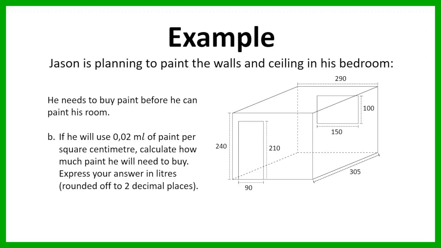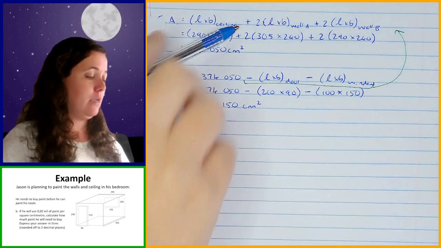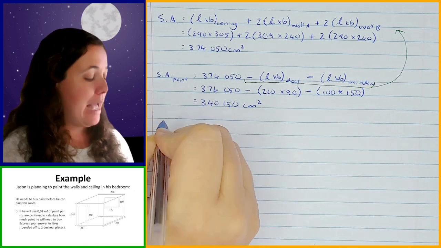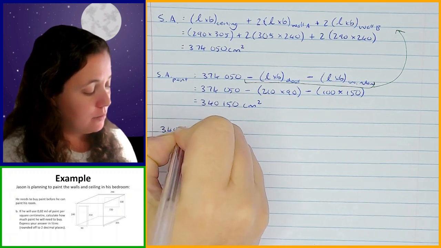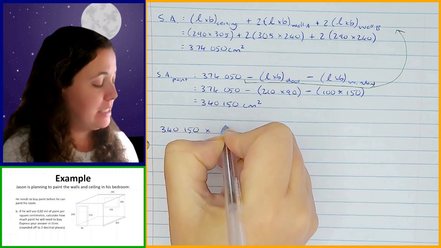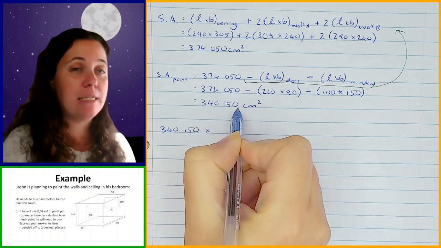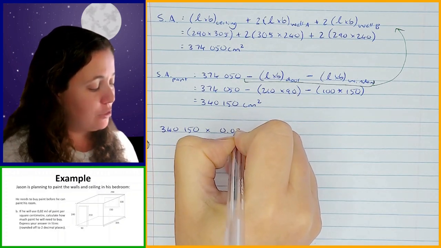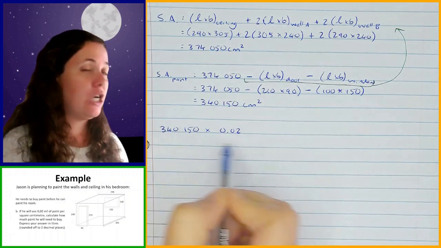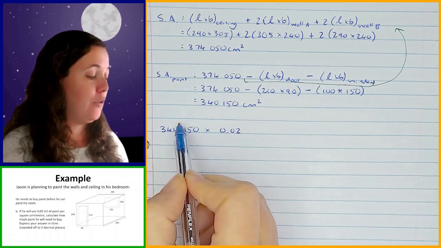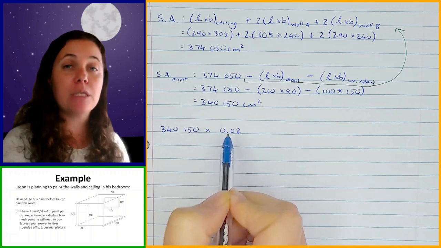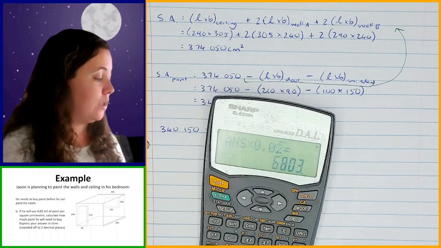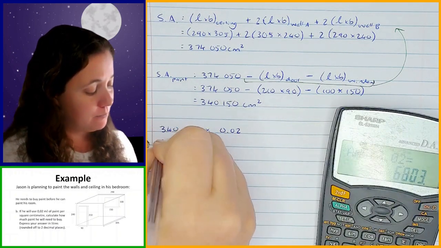So first, let's go and work out how much paint he will use. Okay, so if we have got our area, which is 340,150, we're going to take that and we're going to multiply it by the amount of paint he uses for every square centimeter. These are square centimeters, okay? So for each one of these, he is going to use 0.02 milliliters of paint. So to work out the total amount of paint he's going to use, I'm going to take the area and multiply it by the amount of paint he uses per square centimeter. So I need to take that and multiply by 0.02, which gives us 6,803.